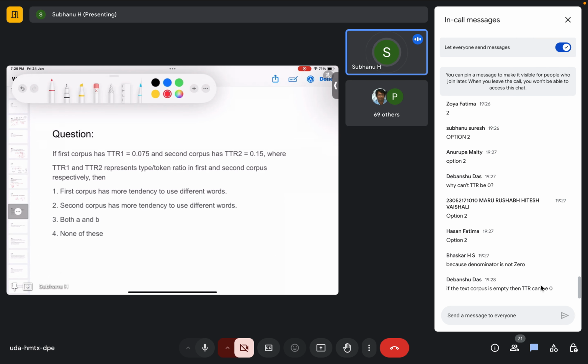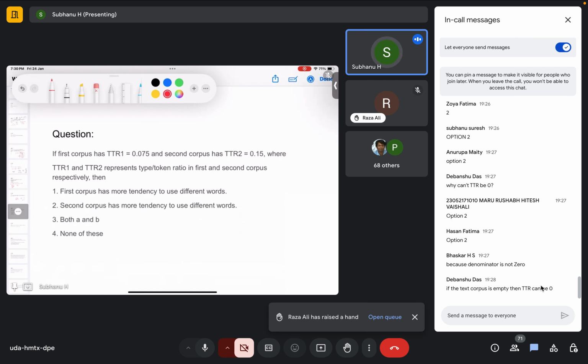Yes. And someone has also given a very good answer. I have also not thought about this. They are saying that the corpus is empty. If the corpus is empty, then the types are 0 and the number of tokens will also be 0. It will become an indeterminate form. Then also it will not be 0. 0 by 0 will be indeterminate.